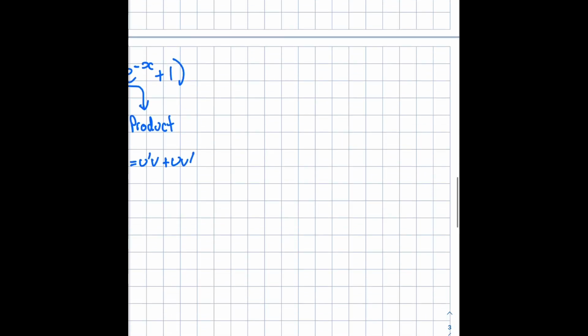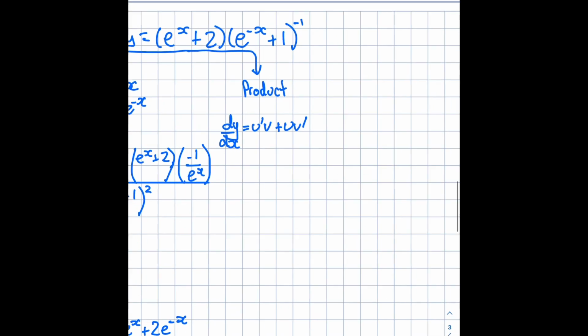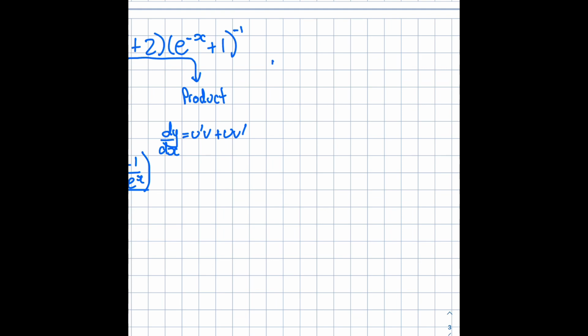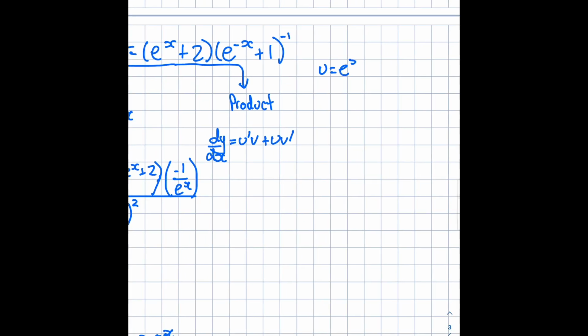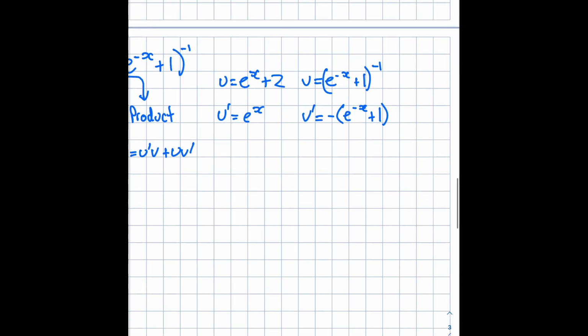Now, let's go up to the product rule, because this is actually usually the simpler way to do these things. So we've got this to the negative 1. If we do it as a product rule, we've got u equals e to the x plus 2, and then v equals e to the negative x plus 1 to the power of negative 1. So then u dash equals e to the x, v dash equals negative e to the negative x plus 1 bracket, negative e to the x, sorry, negative e to the negative x, and that's our derivative there.